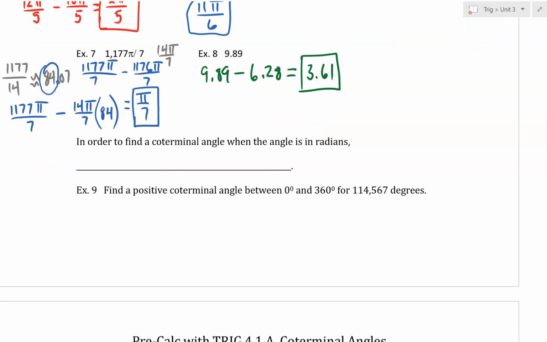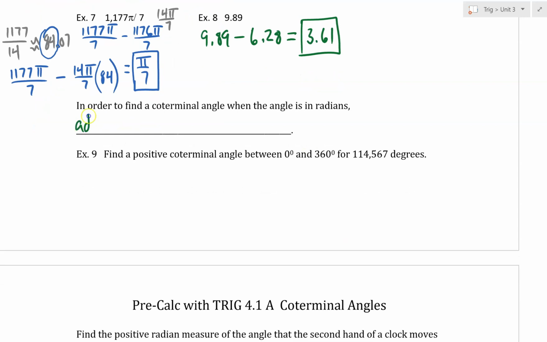It's in decimal equivalents, but it's no different here. So in order to find the coterminal angle, when the angle is in radians, you are going to add or subtract 2 pi times k, and this once again where k is an integer. So go ahead and try this one. Find a positive coterminal angle between 0 and 360 for this many degrees. And then I'll come back and we'll talk about it. Pause the video and try it yourself.